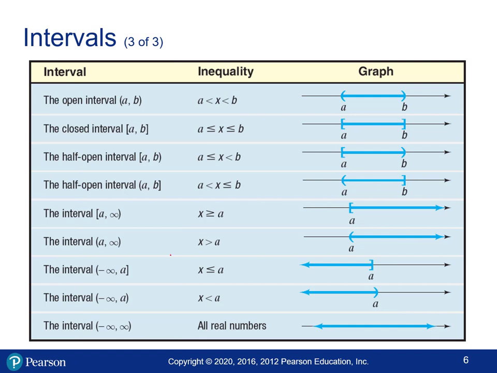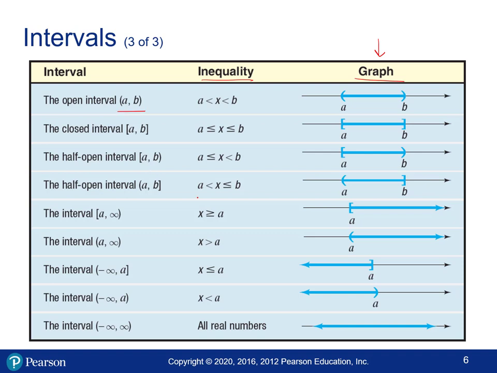Okay, so here's just a chart of the interval in words, what the inequality would look like, and then how that would look as a graph. So what I recommend is if you're trying to write something in interval notation, I always start with the graph, and then that helps me figure out how to write it in my interval notation.